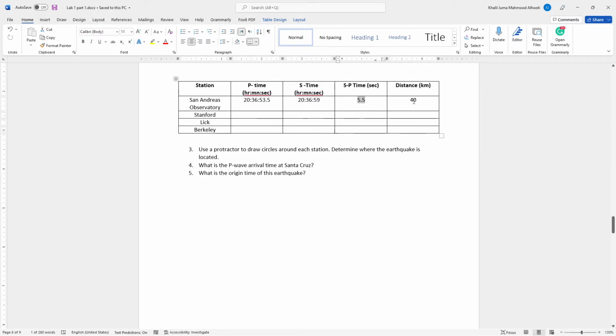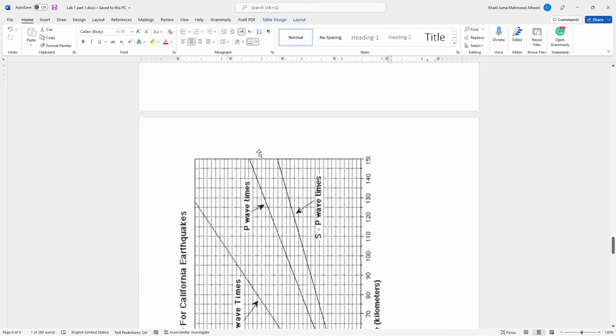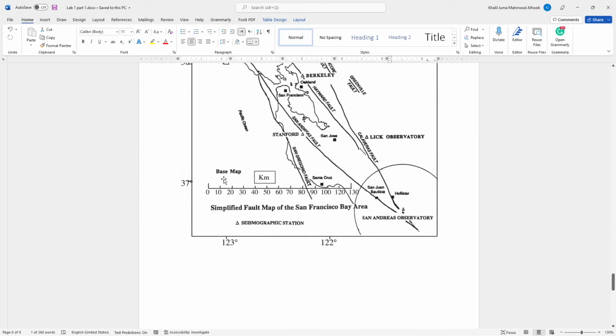Then once you get this distance, that's 40 kilometers, come to this map and convert that distance to kilometers. So this distance in kilometers. For this case, that's 40 kilometers. That much is 40 kilometers.